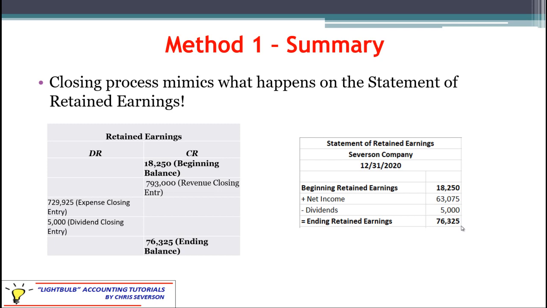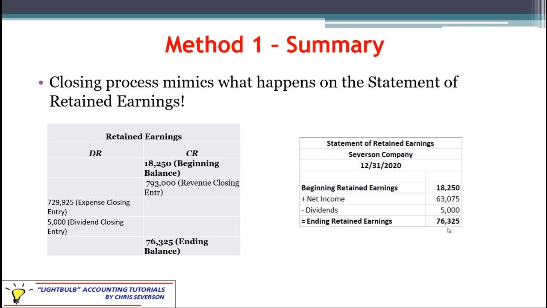So, again, the closing process is the way we actually get this into the records, but the statement of retained earnings is how we communicate this to outside users. So they're one and the same. That's an important thing to note. As I said before, the beginning balance from the adjusted trial balance of retained earnings is not what shows up on the balance sheet. Instead, it's the ending balance of retained earnings after our closing entries.